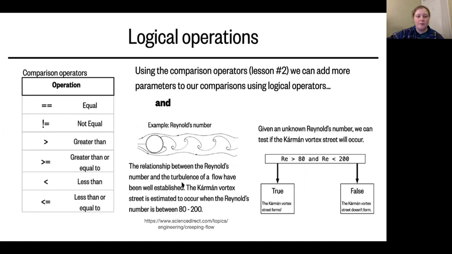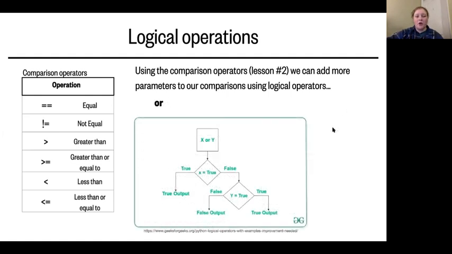So going into an example, in oceanography, the relationship between Reynolds numbers and the turbulence of a flow have been well established. The Kármán vortex street, which is what this image is showing here, is estimated to occur when the Reynolds number is between 80 and 200. So if we're given an unknown Reynolds number, we don't even have to know the number. We can test if the Kármán vortex street will occur. So here we have our Reynolds number, RE, and we're going to test if it's greater than 80 and if it's less than 200. If that's true, the Kármán vortex street forms. If not, it doesn't.